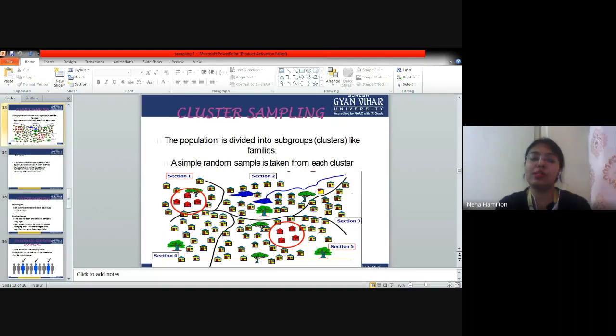Okay. Now let's talk about another type of probability sampling, and the example of this is called cluster sampling. Before understanding cluster sampling, we have to understand the meaning of clusters, right? What are clusters? The population is divided into subgroups or clusters, like families. Clusters are generally on the basis of geographical areas or geographical boundaries.